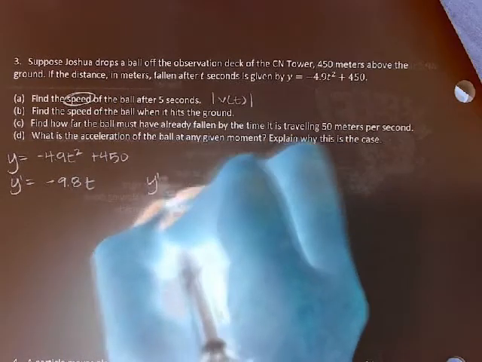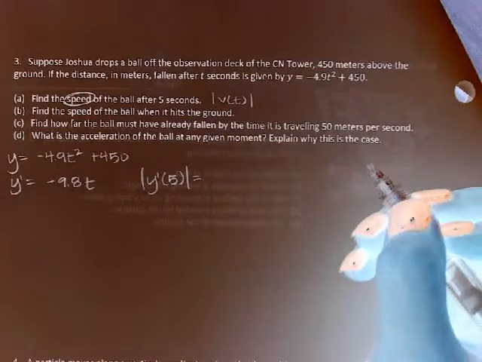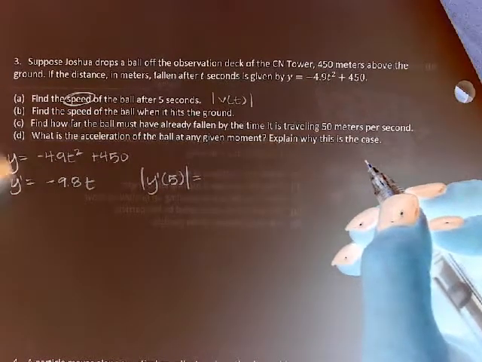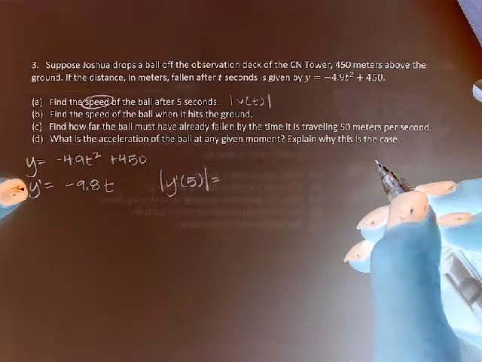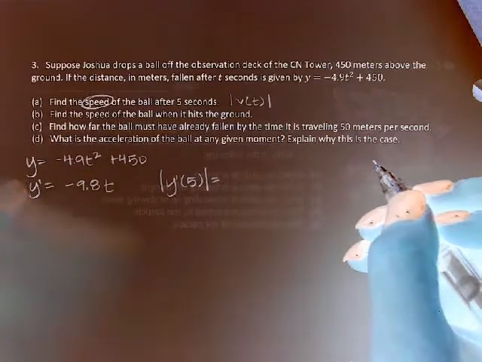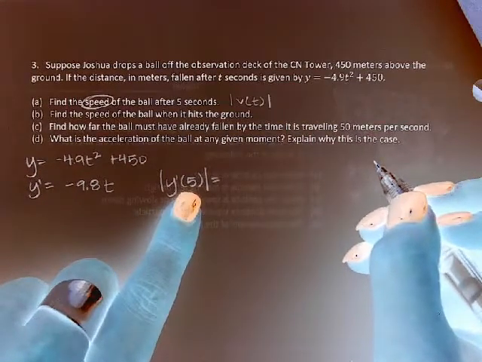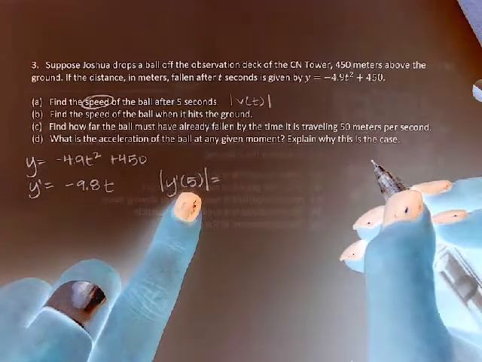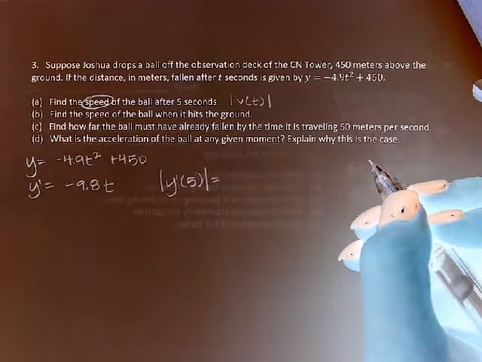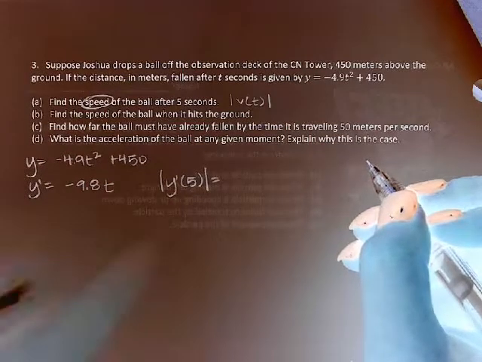Okay, so we're going to say y prime of 5, and we're going to put that in absolute value, right? So this is the position equation. This is the velocity equation. This is saying the absolute value of velocity. Because velocity is a speed with a direction. So when you want just the speed, then you take away the direction.